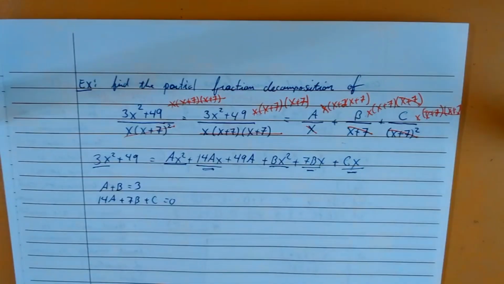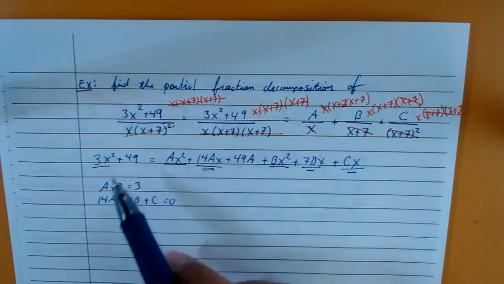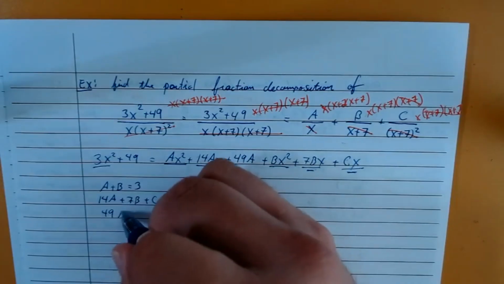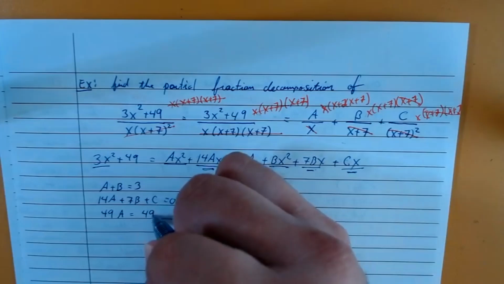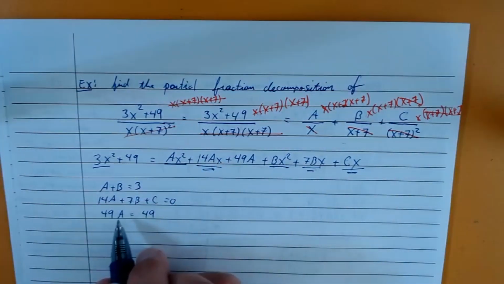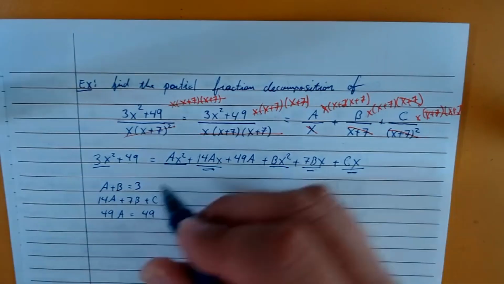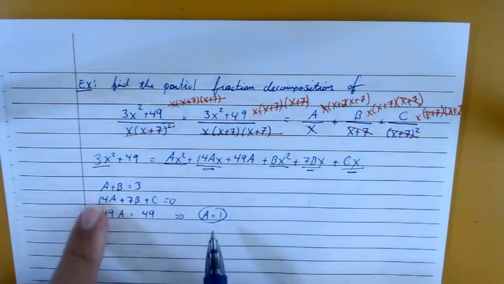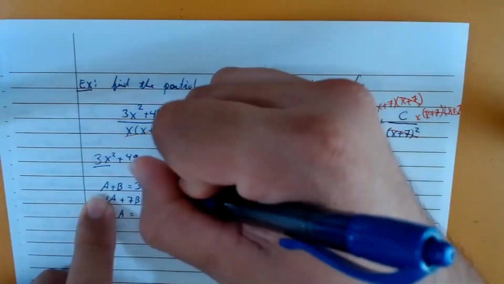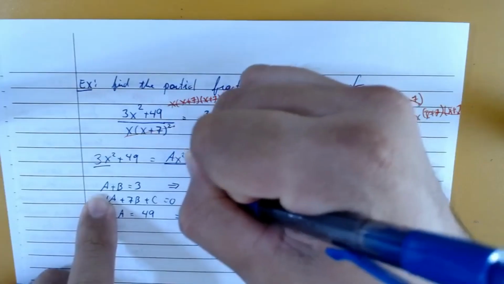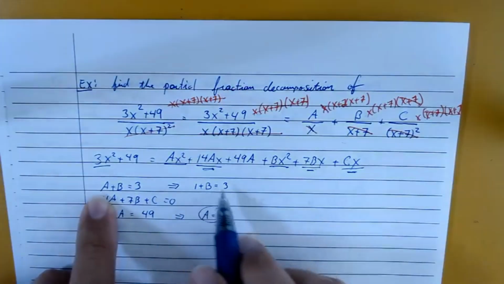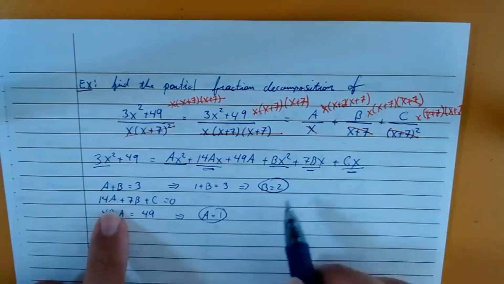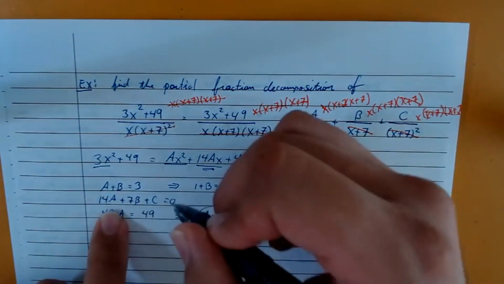And finally, this constant term must match this constant term. So we have 49a is equal to 49. All right, well, this last one's easy. There's only a single variable. There's only a single unknown. We can divide both sides by 49, and we get a equals 1. Okay. Since a is equal to 1, we can plug that into the top equation. So that's going to now be 1 plus b equal to 3. We can subtract the 1 over to the other side, and that gives us b is equal to 2.